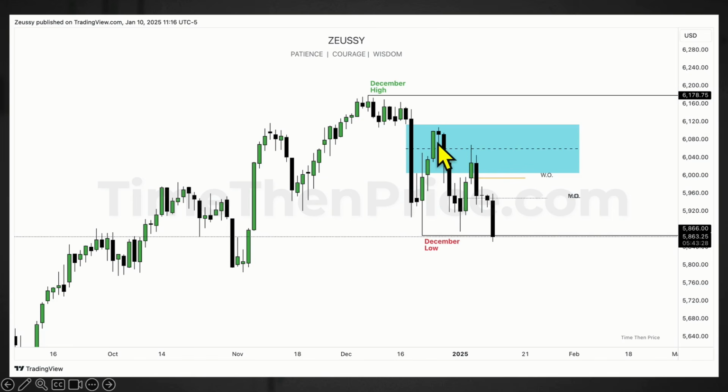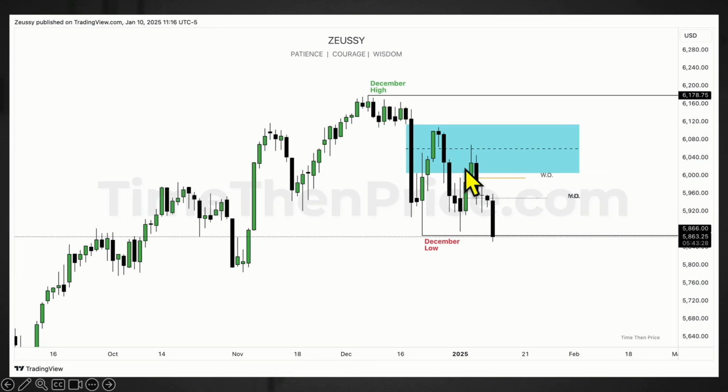Notice that ES also rejected this CB which formed inside of that bigger CB's range. Listen closely to the words I'm using. This CB formed inside of this bigger CB's range. And therefore, you know that this is a very key CB to monitor.